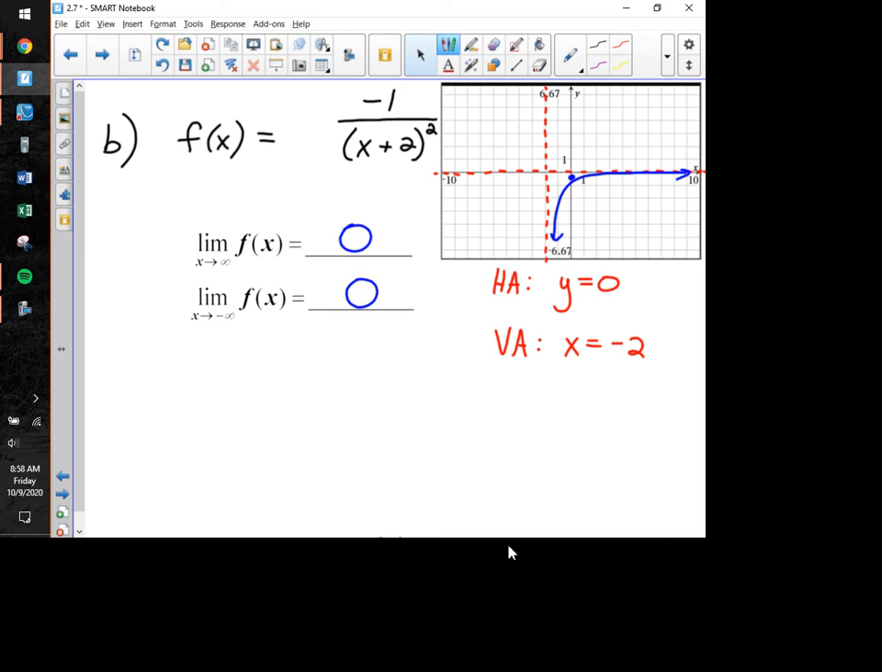And now if we were to put in a value to the left of -2, like, oh, say -3, let's see, -3 plus 2 is going to get us -1, but we're going to square that to get a +1. -1 divided by 1 is -1. So that gets us the point -3, -1, and this graph is going to look something like that.